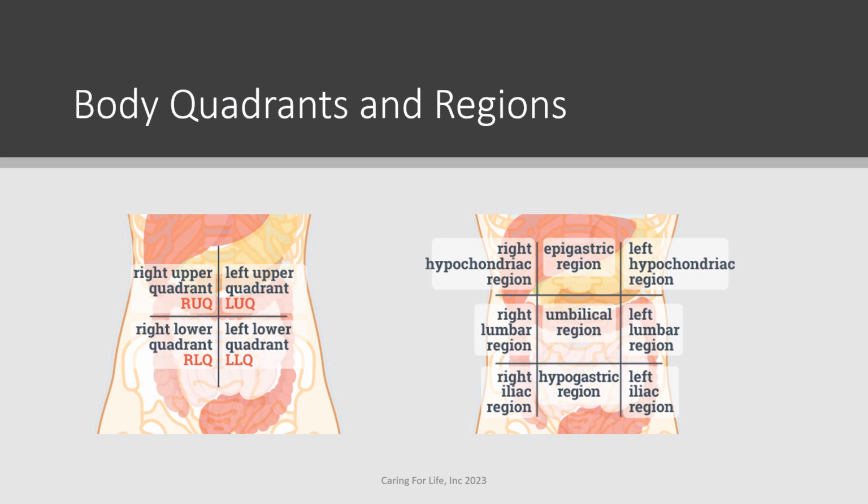So body quadrants and regions. So the human body can be divided into quadrants or 9 regions, either of which is helpful when we're using as a reference during physical examination of internal organs. And you should become familiar with each quadrant to assist in correctly documenting a patient's chief complaint.